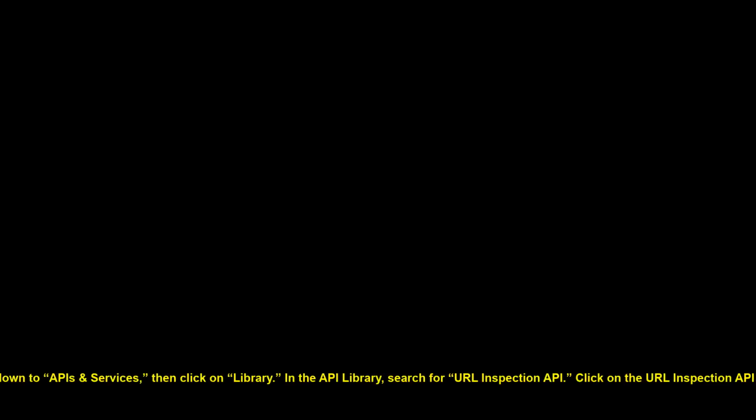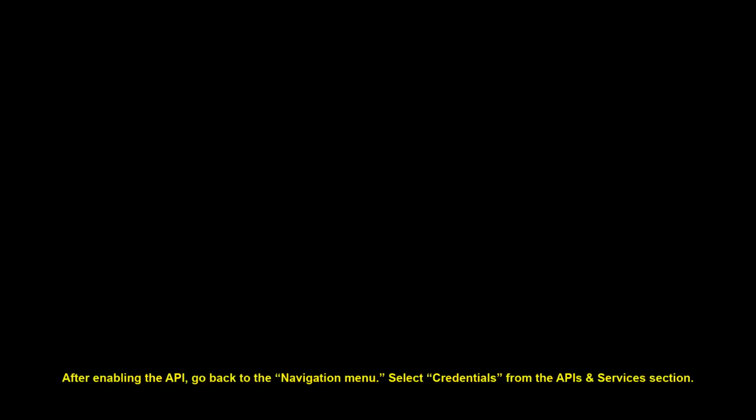In the API library, search for URL Inspection API. Next, click on the Enable button. After enabling the API, go back to the navigation menu. Select Credentials from the APIs and Services section.